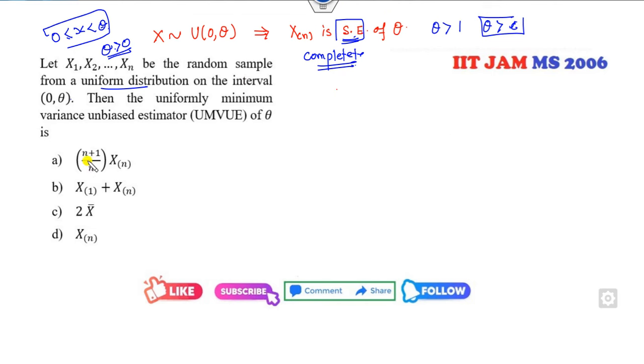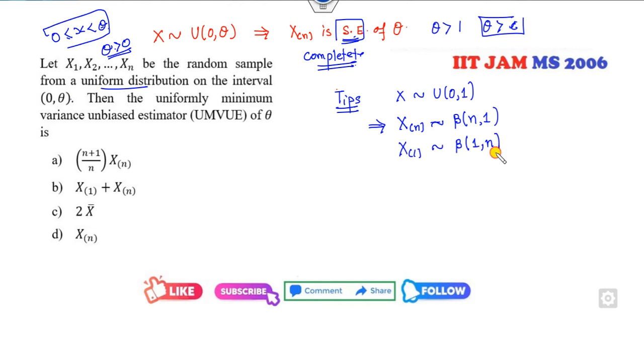So what is the meaning of unbiased? I can check it here. Another shortcut tip for you. Whenever X follows my uniform distribution of (0, 1), then X(n) will follow a beta distribution of (n, 1), while X(1) will follow the beta distribution of (1, n). Now if you look at that, this follows here.